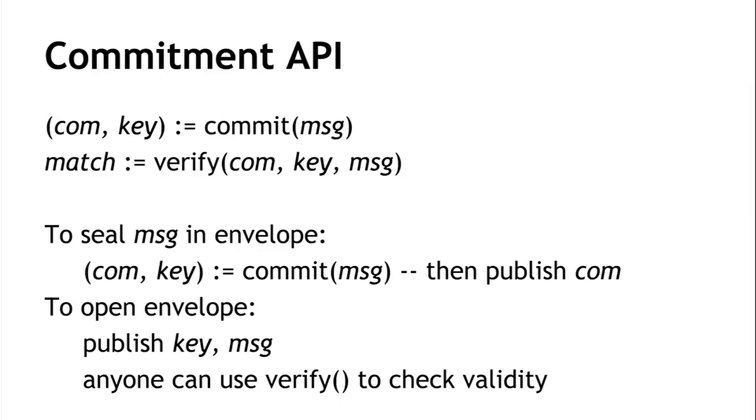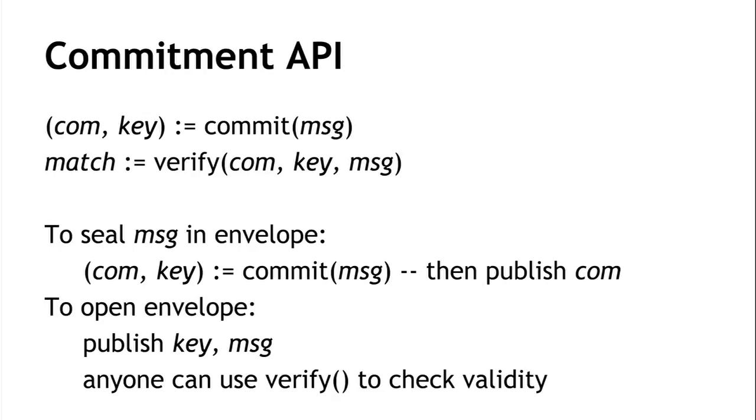Think of the commitment as the envelope that you're going to put on the table, and the key as a secret key for unlocking the envelope. Then later, you allow someone else to verify, given a commitment and given a key which you've told them in the meantime, and the message, they can verify that that commitment, key, and message really do go together, and this will return true or false.